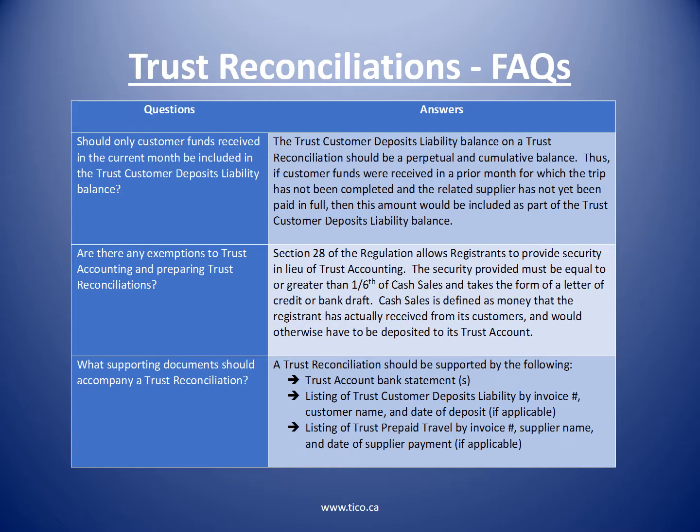Question number 3. What supporting documents should accompany a trust reconciliation? A trust reconciliation should be supported by the following: a trust account bank statement or statements, a listing of trust customer deposits liability by invoice number, customer name, and date of deposit, if applicable, a listing of trust prepaid travel by invoice number, supplier name, and date of supplier payment, if applicable.